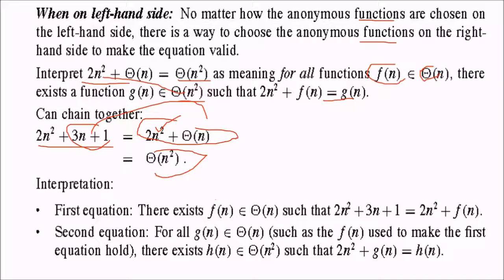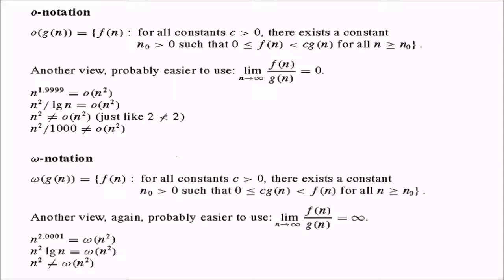So the first function, f(n) belongs to g(n), that means 2n square plus 3n plus 1 is 2n square plus f(n). While the second equation says that for all g(n) which belongs to theta of n, we have this f(n) which is used to make the first equation whole. So there has to be an h(n) which belongs to order of n square. That is why this h(n) is nothing but order of n square. Now we have the small o notation.